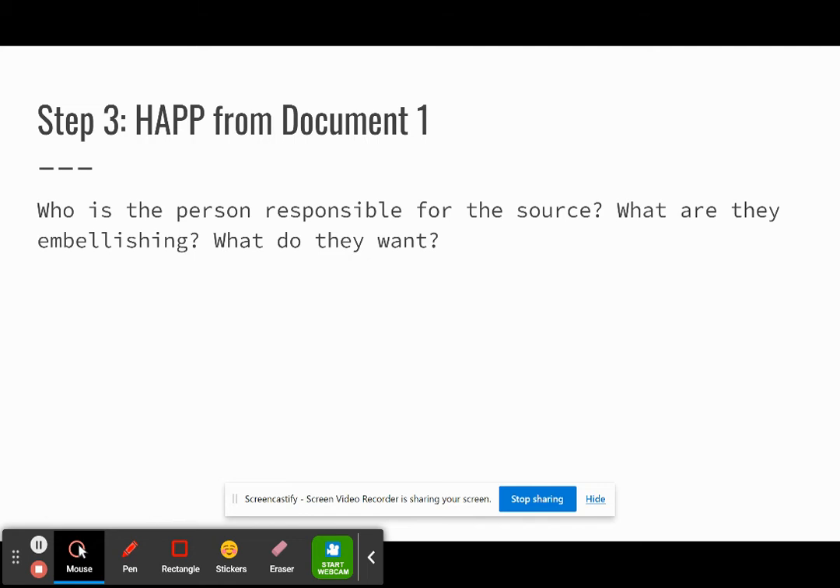Then you've got to use one sourcing, either historical context, audience, point of view, or purpose. So who's the person responsible for the source? What are they embellishing? What do they want? So you're going to do a critical analysis, like how reliable is this source?